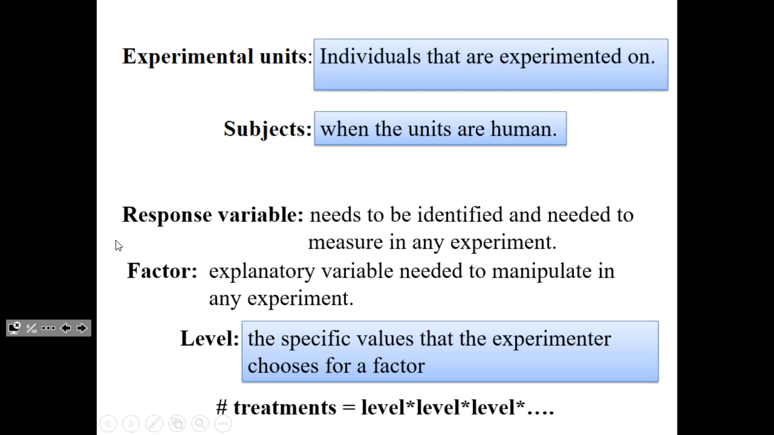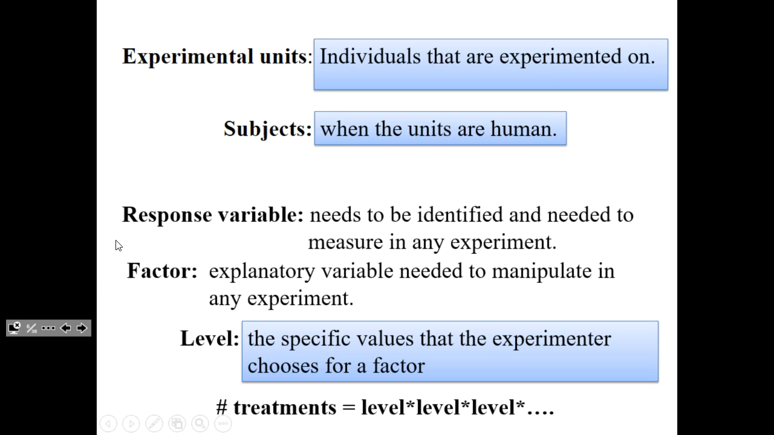Now, last we have to know is how many treatments were involved. The way we do this is we look at the level times the level times the level. What I mean is, for each factor, there are a certain number of levels. In this case, I had a battery at 3 levels. The temperature, there were 3 levels. There were no other factors. So my treatments equals 3. There are 3 possible treatments.